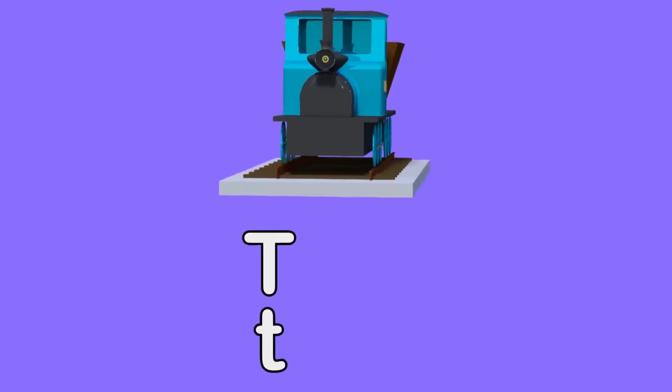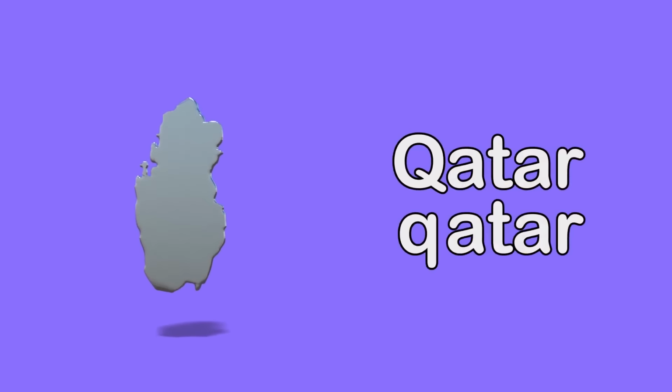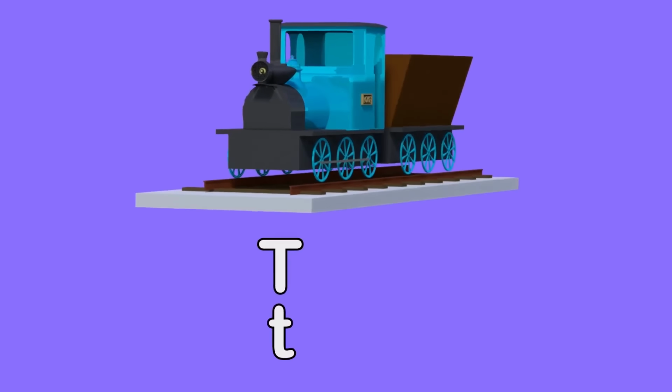Q is for Qatar, Qatar. R is for rose, rose. S is for spider, spider. T is for train, train. Q is for Qatar, R is for rose. S is for spider, T is for train.